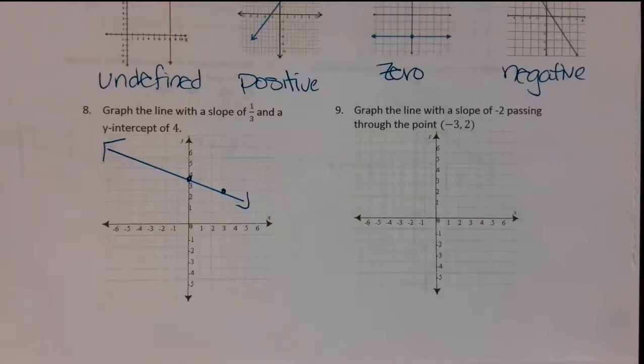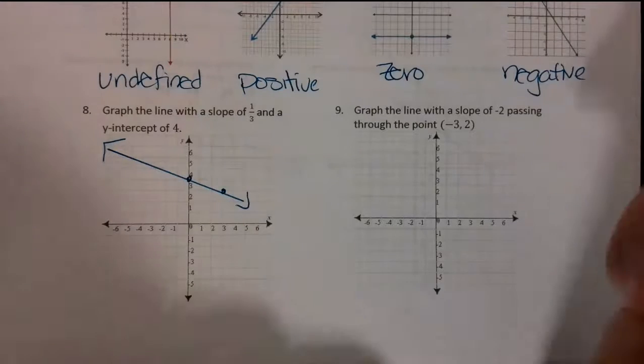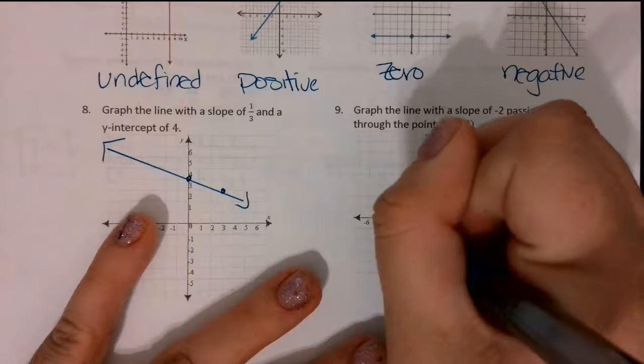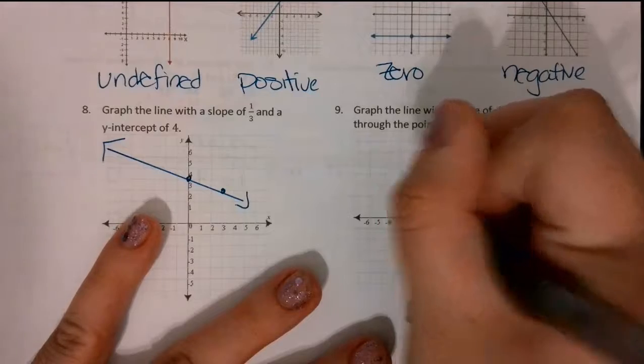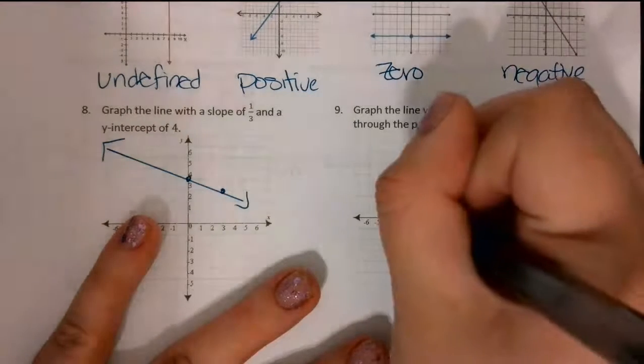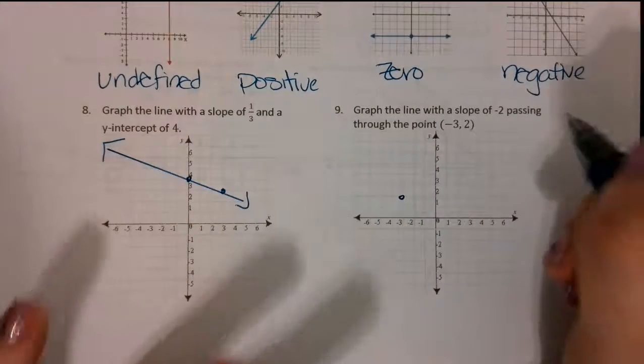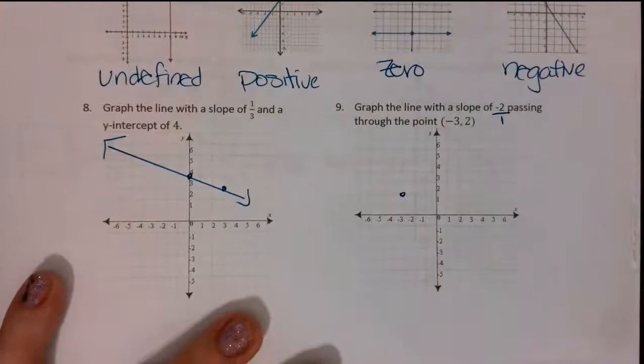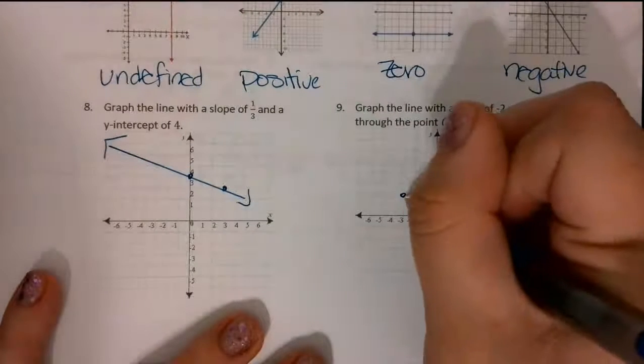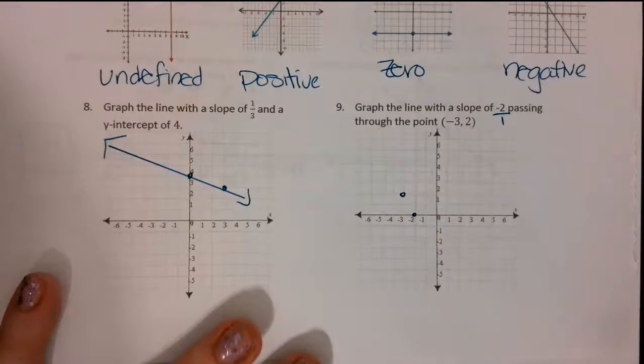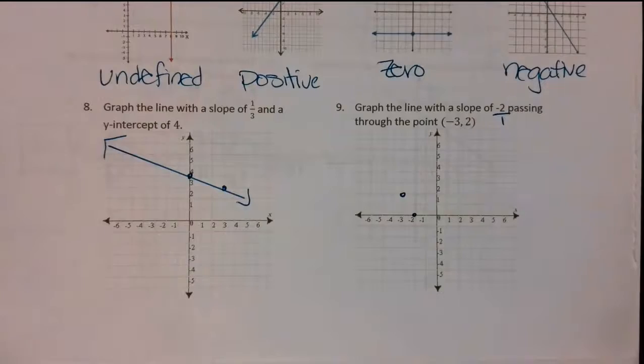On number 9, it wants me to graph the line with a slope of -2 passing through the point -3, 2. So on this one, I start with the point that I'm given. I go left 3, up 2. Then since my slope is -2, this is over 1. So it means I go down 2, right 1. And then I want to connect my 2 points.